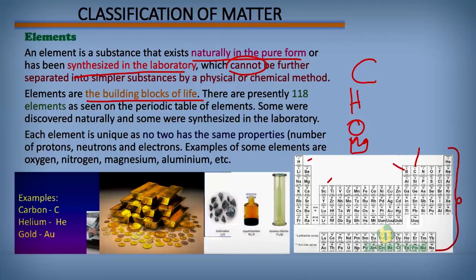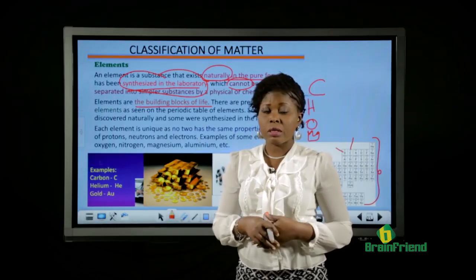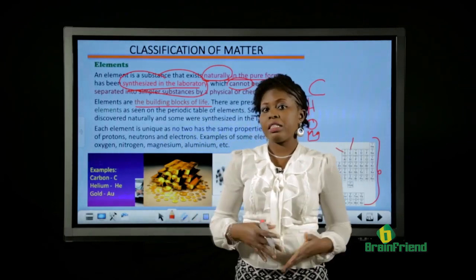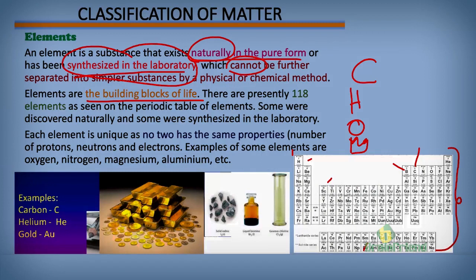There are 118 of them, as seen in the periodic table. Remember, we said that they exist naturally, or some of them have been synthesized in the laboratory. From the periodic table, elements 1 to 94 exist naturally, although some of them were synthesized first in the laboratories before they were finally discovered in their natural forms. But elements 95 to 118 were actually synthesized in the lab. So when you think of elements, just remember the periodic table of elements. These are the substances that we are talking about.